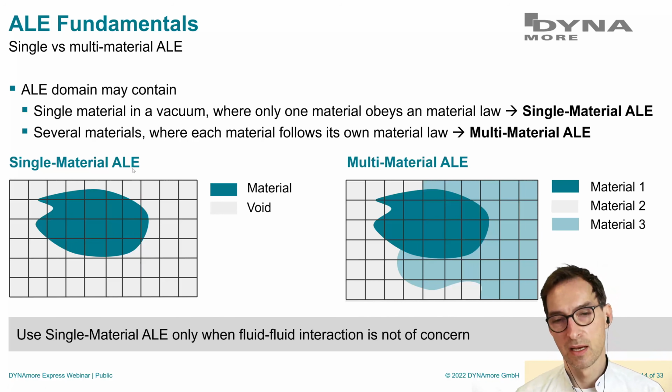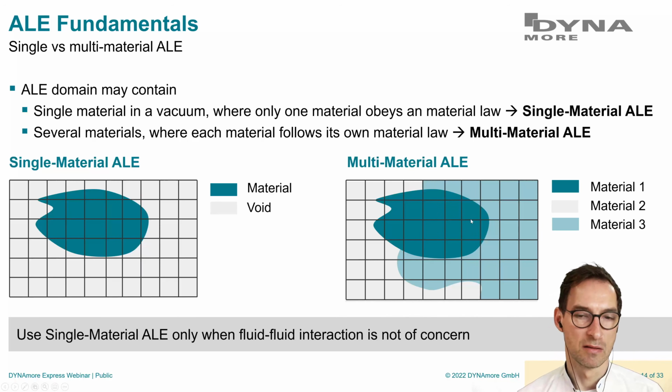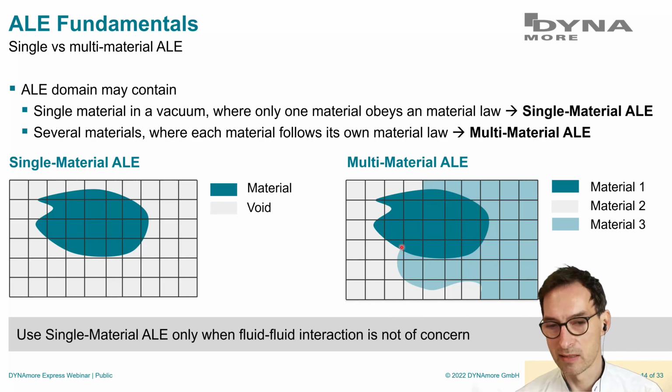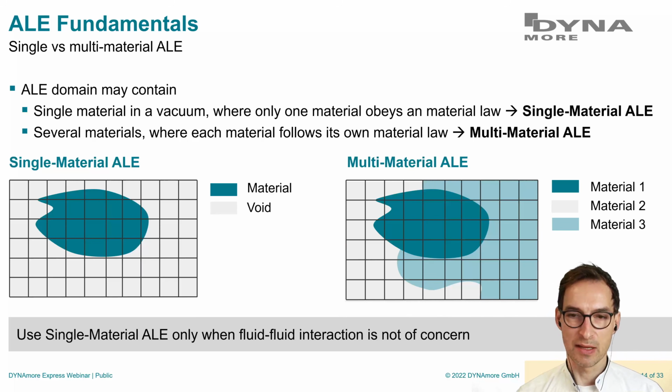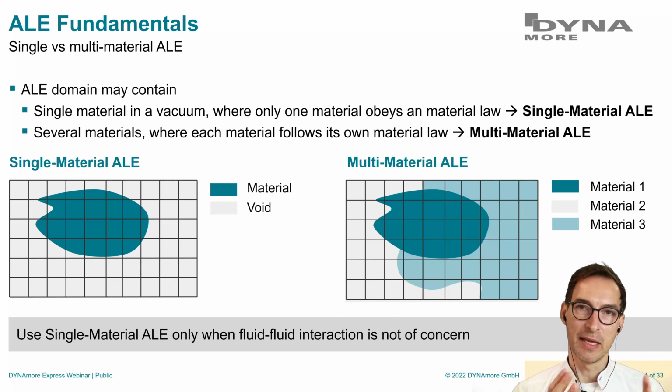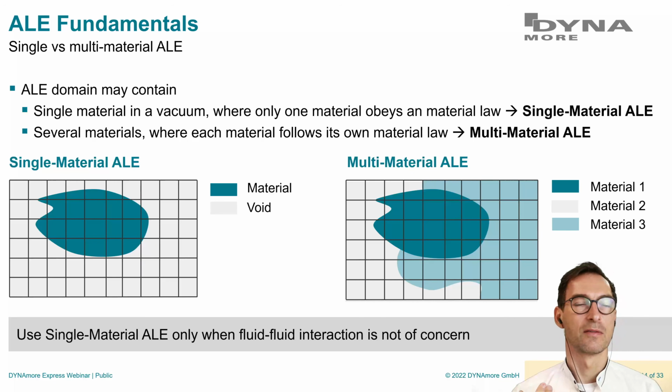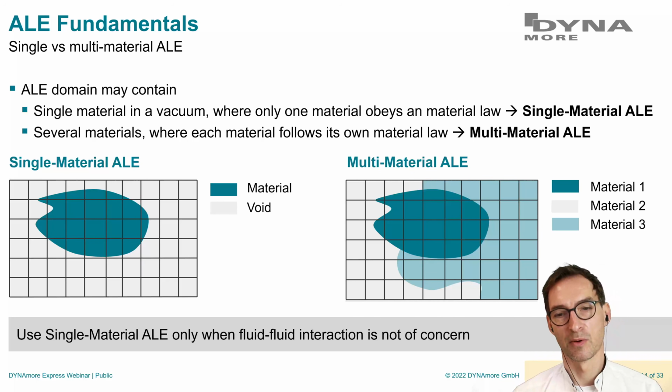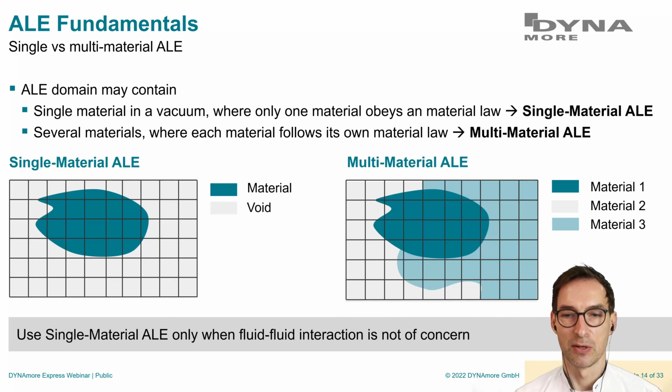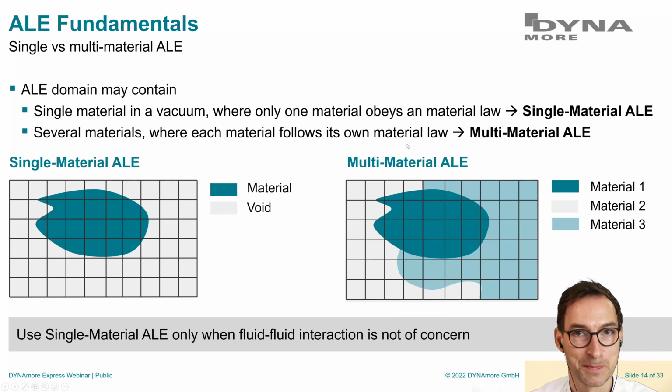What I can also do is fill my Eulerian domain not only with one material, but with different materials at the same time, so that each material follows its own material law. For instance, this could be some elastic material, this could be some gas, this one could be a liquid, and they're all somehow working together. This is where the ALE method works more like a fluid mechanics method, when you do this multi-material ALE.